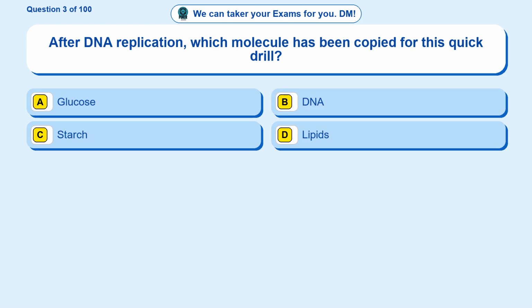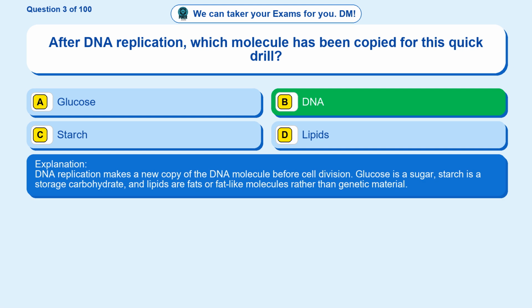Question 3. After DNA replication, which molecule has been copied for this quick drill? Option A, glucose. Option B, DNA. Option C, starch. Option D, lipids. The correct answer is option B. DNA. DNA replication makes a new copy of the DNA molecule before cell division.